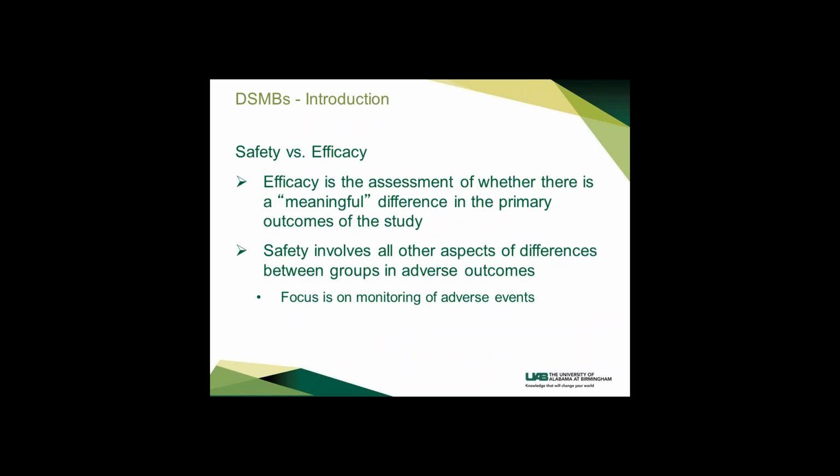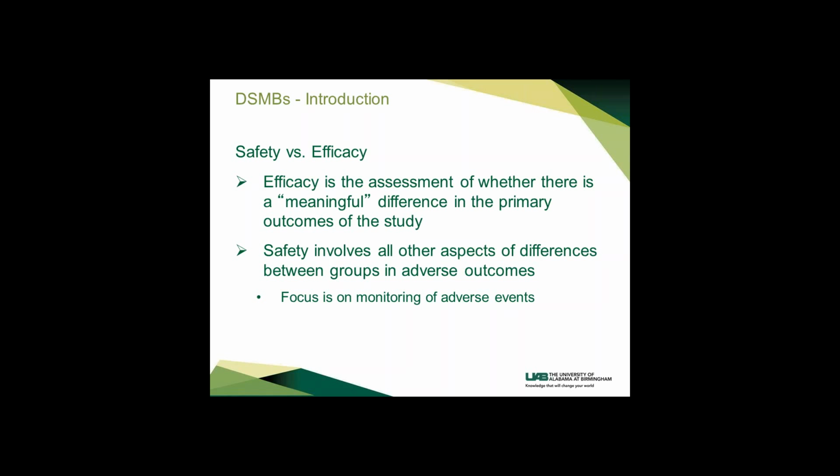Okay, so DSMBs have 2 main charges. Remember, their primary goal is to assess safety, but they also have the responsibility to monitor efficacy. Efficacy is the assessment of whether or not there is a meaningful difference in the primary outcomes of the study. So why is it important to monitor efficacy? Well, perhaps you have a placebo-controlled trial, and so half your patients are getting this new treatment, and half are getting nothing at all. If we see a big difference between outcomes in these 2 groups, it's not ethical to keep giving placebo to those patients. And so we want to make sure that we're treating these patients ethically.